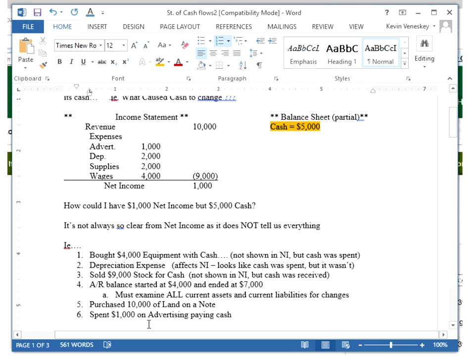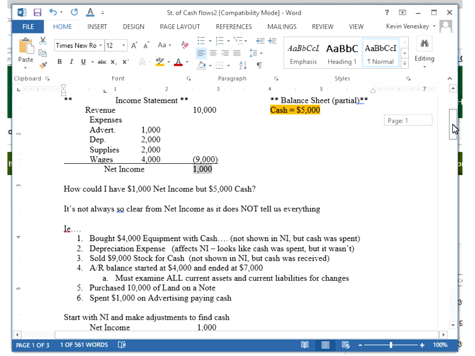But if I wanted to go ahead and explain all of it, and I said I spent $1,000 paying for advertising, and I used cash. Well, this makes it look like I spent money, and therefore brings my net income down. But did I really spend money on that $1,000 on advertising? Yes, I did. So my net income, that $1,000 for that transaction, is correct.